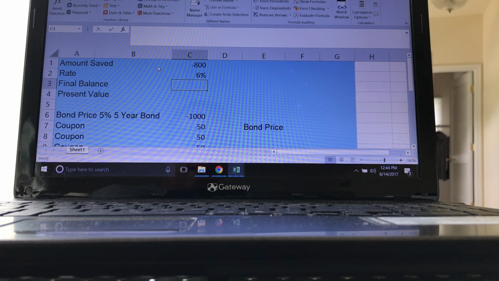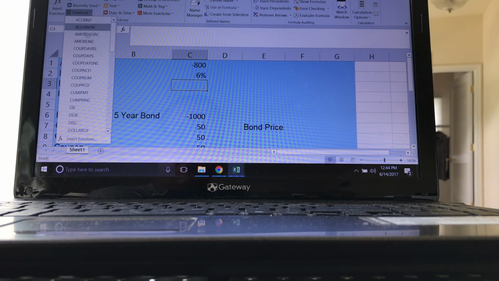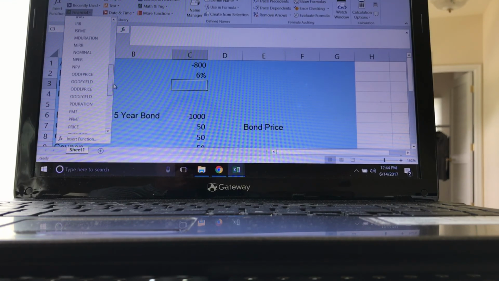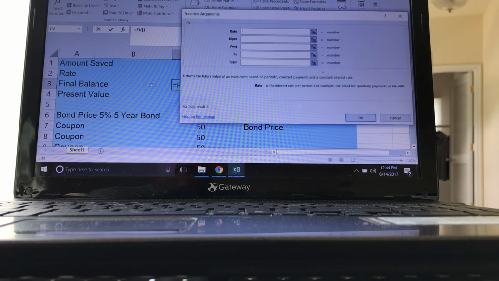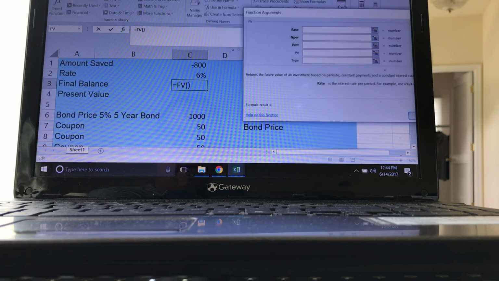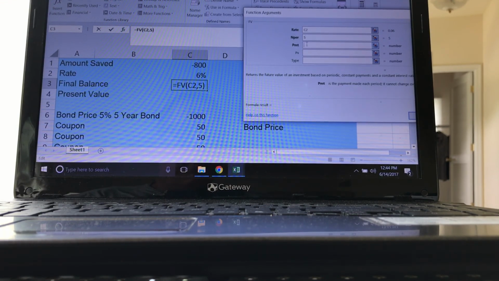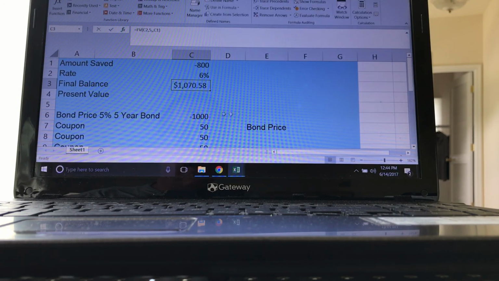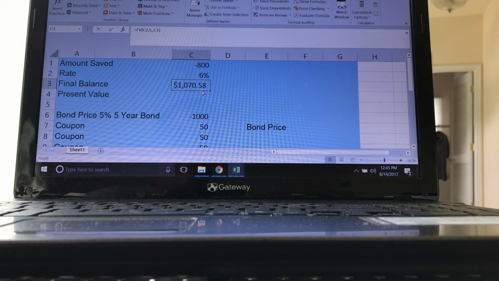somebody who puts $800 in the bank and earns 6% for the next 5 years. How do we determine how much will be there in 5 years? Go to your financial functions. Go to future value. The rate is 6%. The number of periods in this case would be 5. The present value, what you would be putting away, is 800. Click OK. It will be worth $1,070 in 5 years.